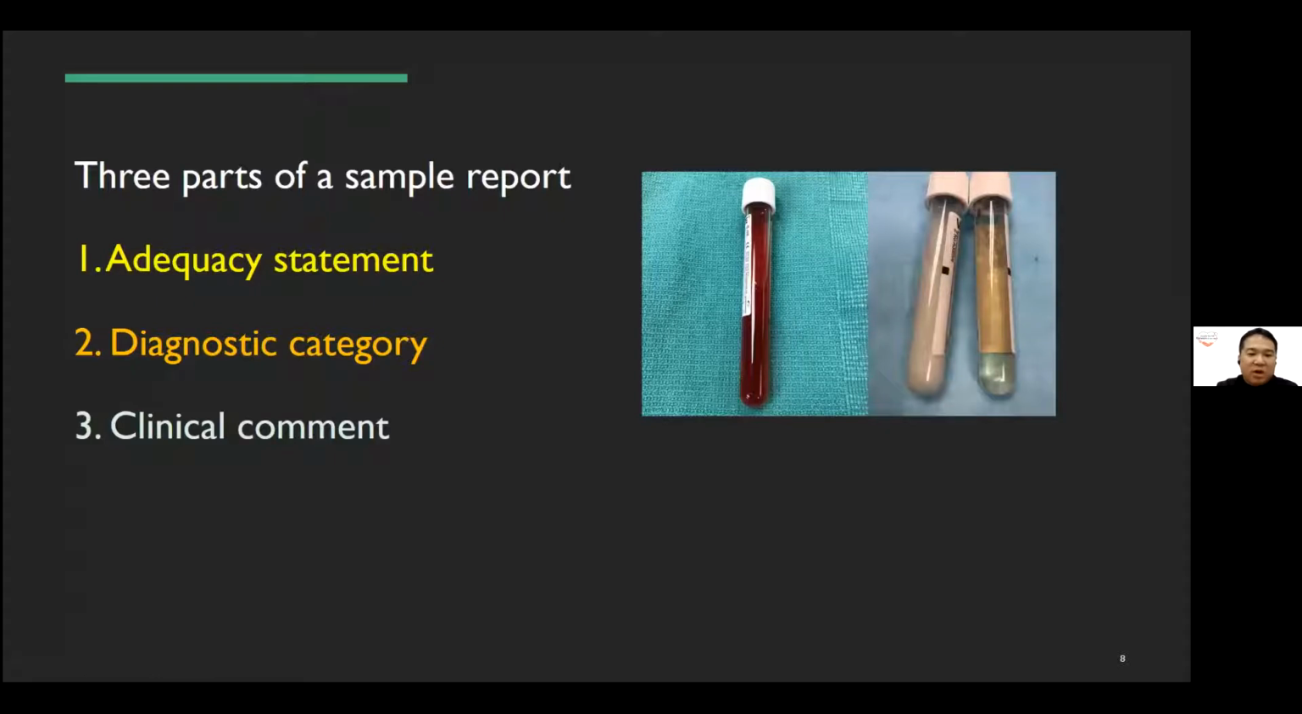There are three parts of the report we need to mention. First, the adequacy. Second, we need to define which diagnostic category this sample is classified into. And third, the clinical comment. We need to give clinical comments to guide the clinical doctors to do something. For example, in lung adenocarcinoma metastasis, we need to encourage them to do molecular tests. But for a true negative sample, we need to emphasize that this is true negative, not false negative, and you don't need to collect again.